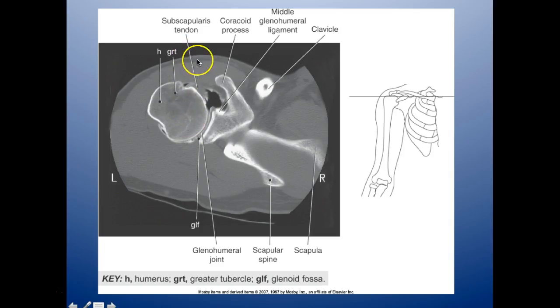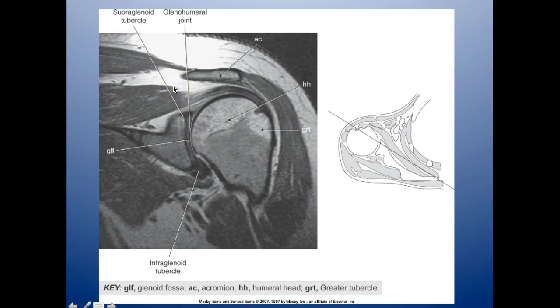So looking here, we have your coracoid process. I'd have you label your clavicle. This is your scapula. This is your scapular spine, and this is your joint space right there, your glenoid fossa. And of course, your humerus and your greater tubercle.